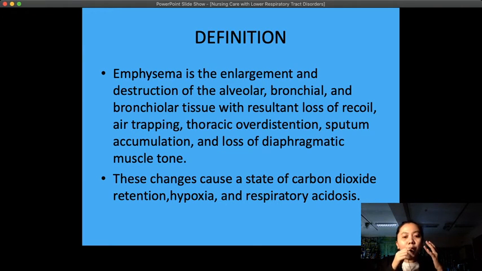And then, when we are being suffocated because there is no more oxygen in the brain, hypoxia occurs and there would be respiratory acidosis. Okay? So the air will be trapped. So the hemothoracic will over-distend and then sputum accumulation. The sputum will increase. Okay? And then loss of the diaphragmatic muscle tone. Okay? That's emphysema.